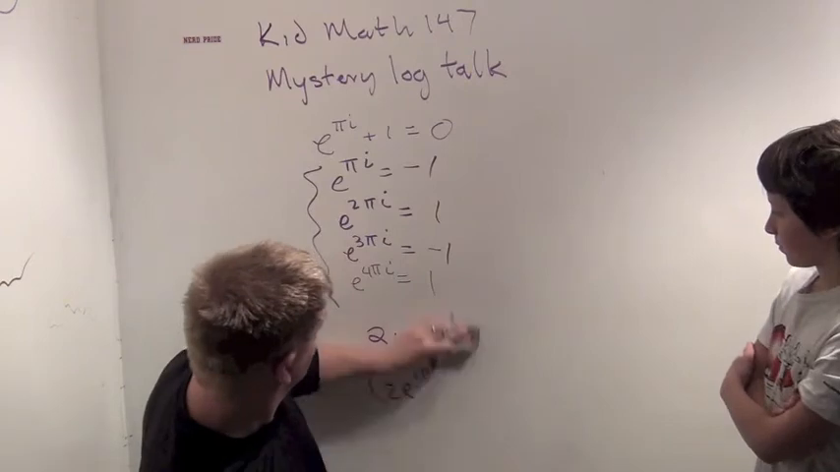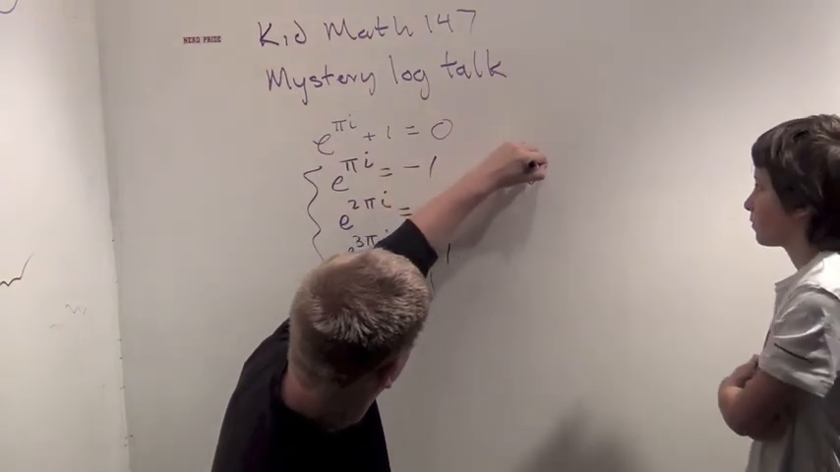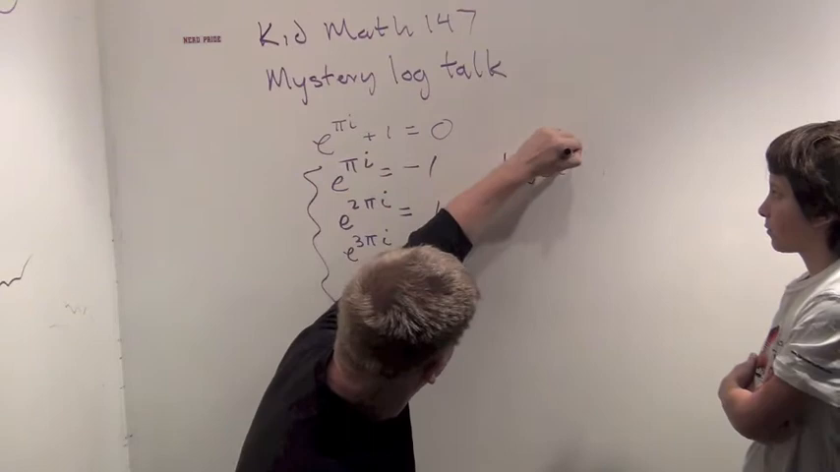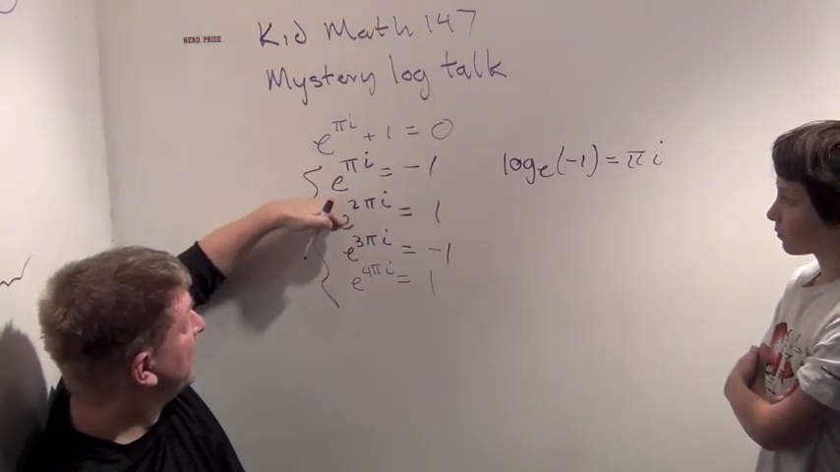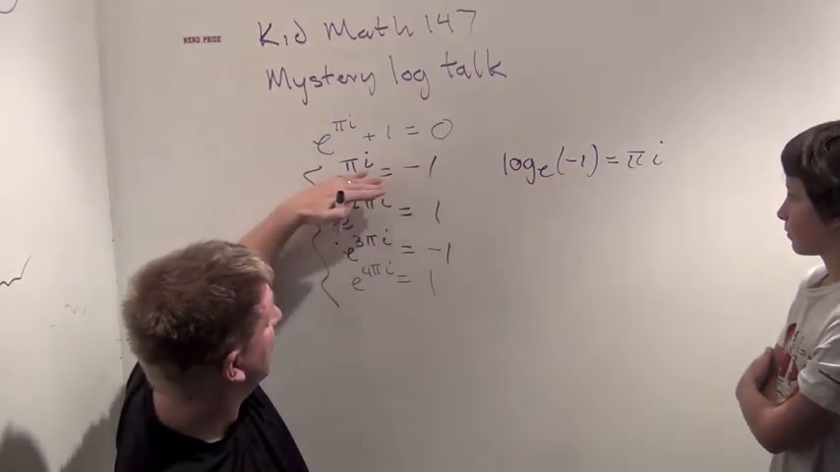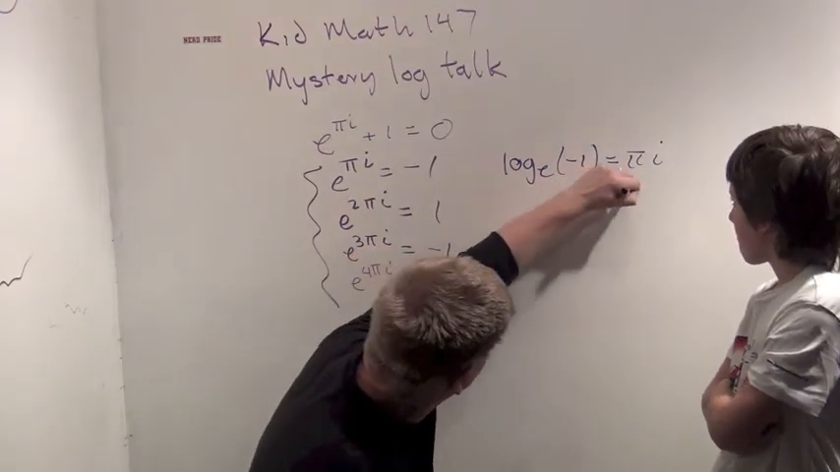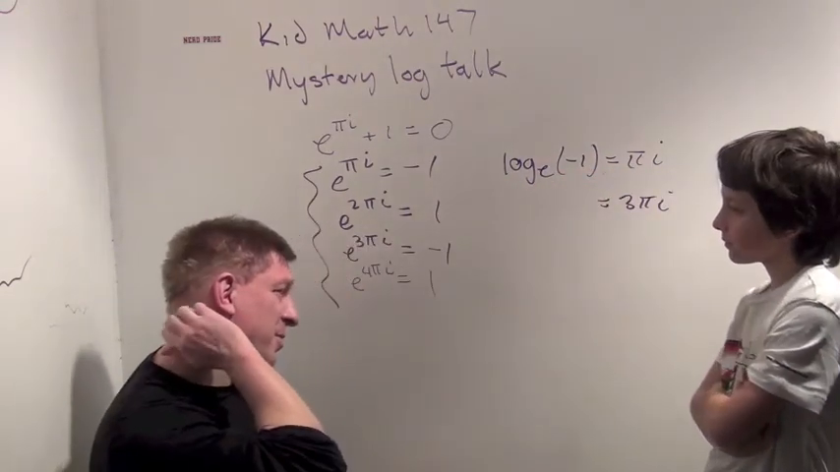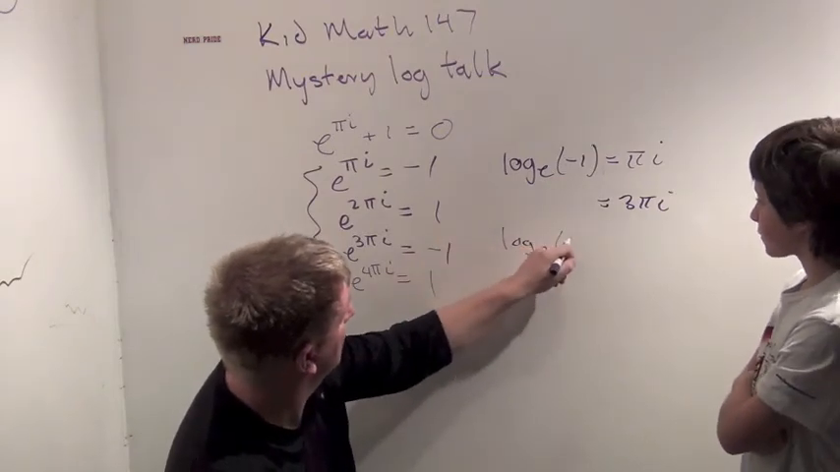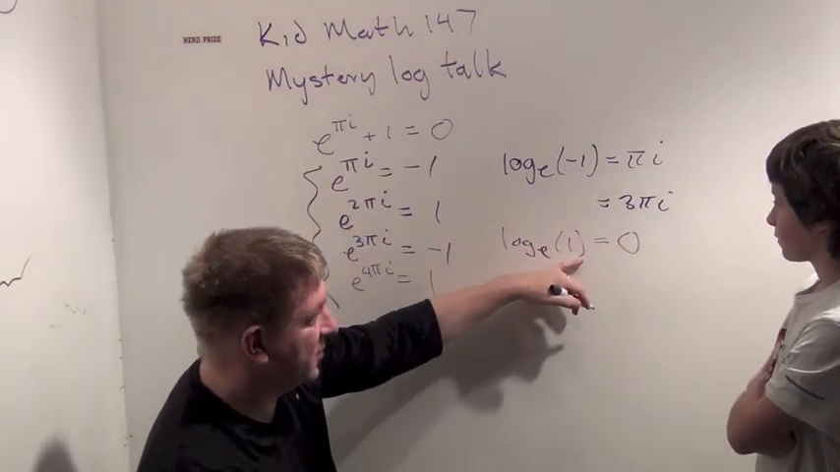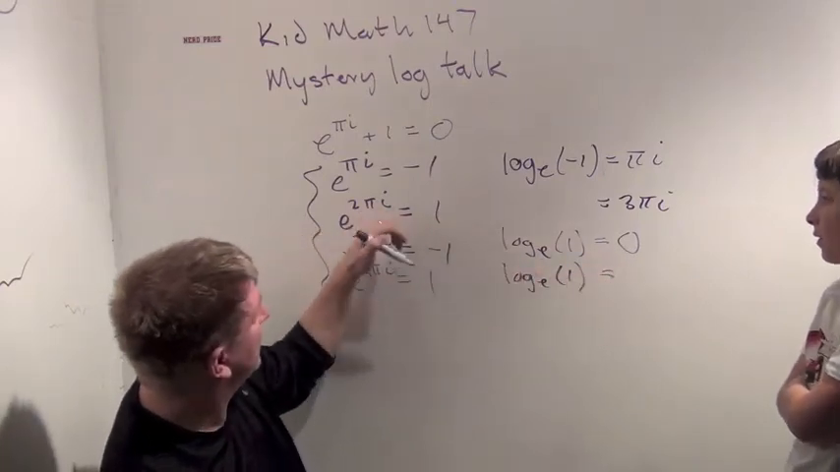We could use this equation to say log base e of minus 1 is pi i. What power of e gets you to minus 1? Well, log base e of minus 1 seems to be pi i. But it also seems to be 3 pi i. Wow. So we didn't encounter this problem when we were only talking about real numbers. And log base e of 1 should be 0 because e to the 0 is 1. But we just saw that log base e of 1 seems to also be 2 pi i.